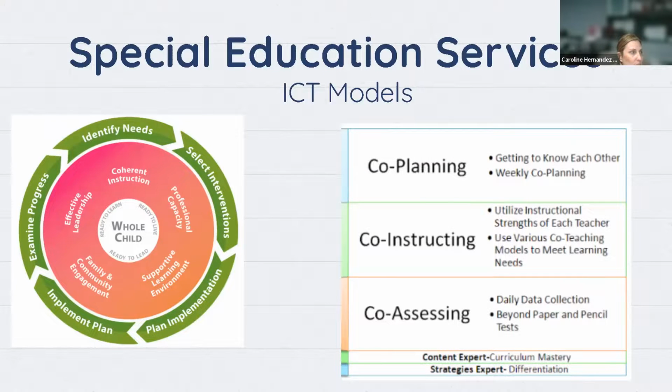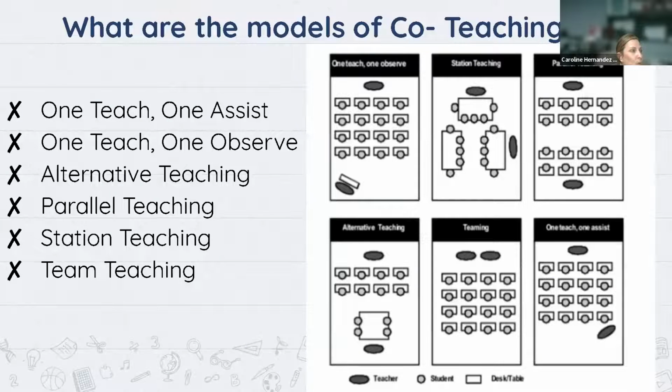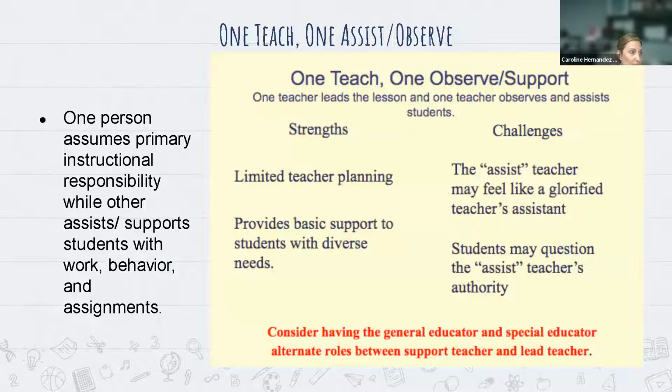Some of the models of co-teaching that you might often see are one teach, one assist, one teach, one observe, alternative teaching, parallel teaching, station teaching, or team teaching. And there are little pictorials on this slide that show you what it might look like in the classroom, but I'll explain what each might sound like as well. So in a one teach, one assist, or one teach, one observe model, one person is going to take the lead with the instructional responsibility, while the other is going to assist or support students with work, behavior, or assignments.